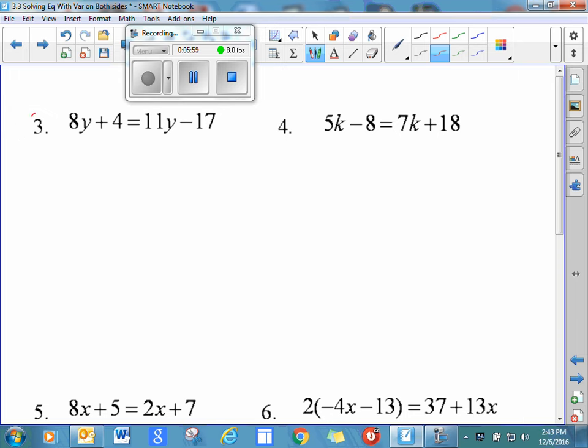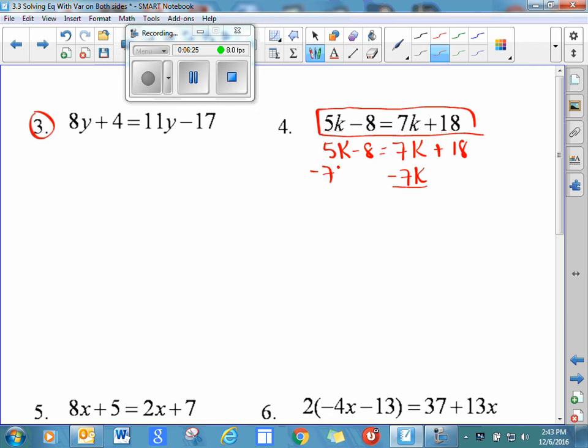I'm going to let you do 3 at home, and we'll come over here and do 4 together. Again, it's your choice. Do you want to subtract 5k from both sides, or do you want to subtract 7k from both sides? Let's do it and get a negative coefficient. I'll just show you what this looks like. So that's -2 of those k's minus 8 equals 18.